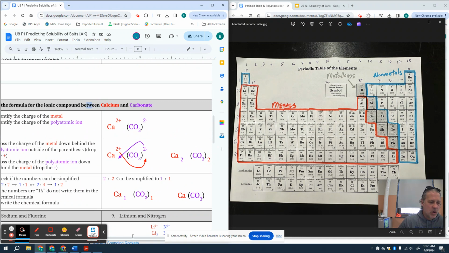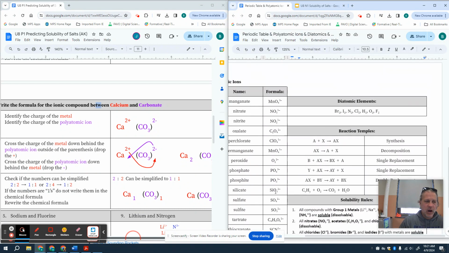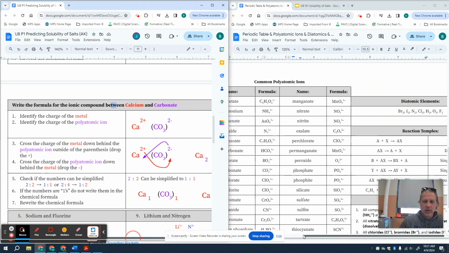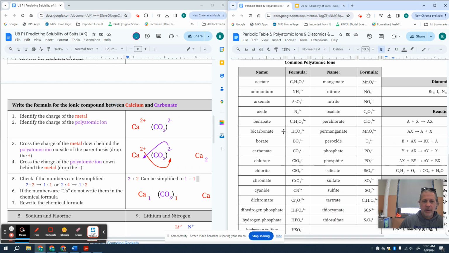The other one I gave you some information about was the idea that you could do this with a polyatomic ion as well. So we took the charge of the metal, which is calcium. Calcium was a +2 because it's in the second column. Then we took the charge of the polyatomic ion, which in this case is carbonate. Carbonate is about halfway down. It's this compound right here, CO3 -2.